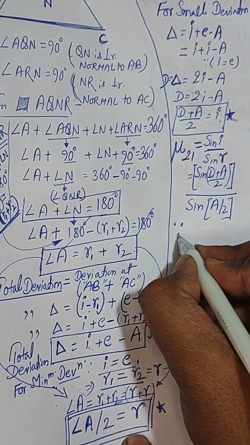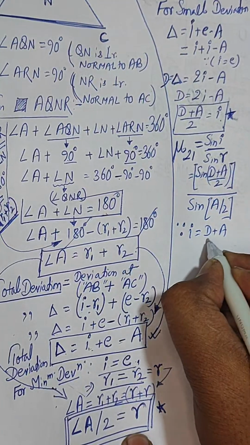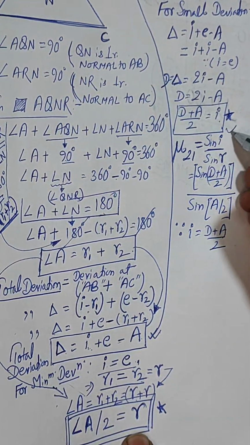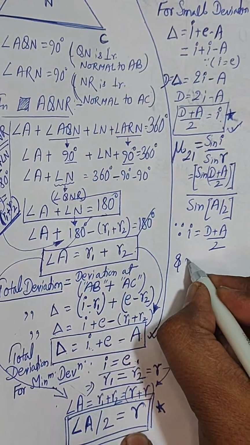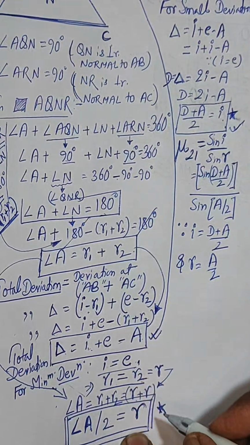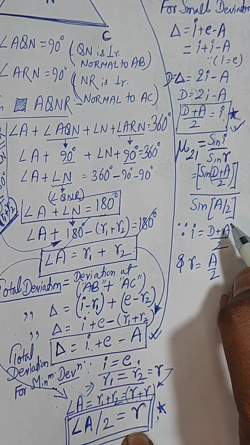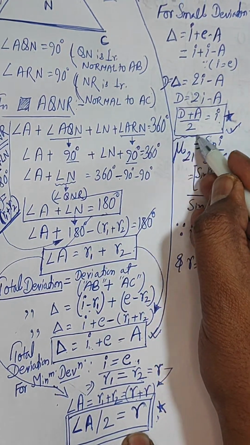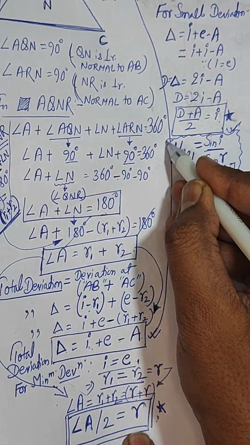Since I is equal to D plus A by 2, which you can see over here, we have proved, and R is equal to A by 2, since we have proved over here, you can see, right? So this will be the formula, my dear friend. This will be the formula which is generated, right?